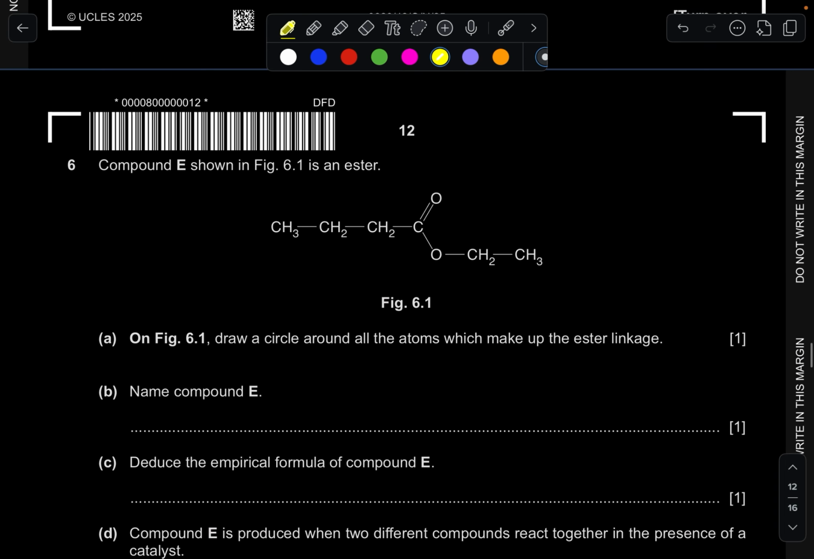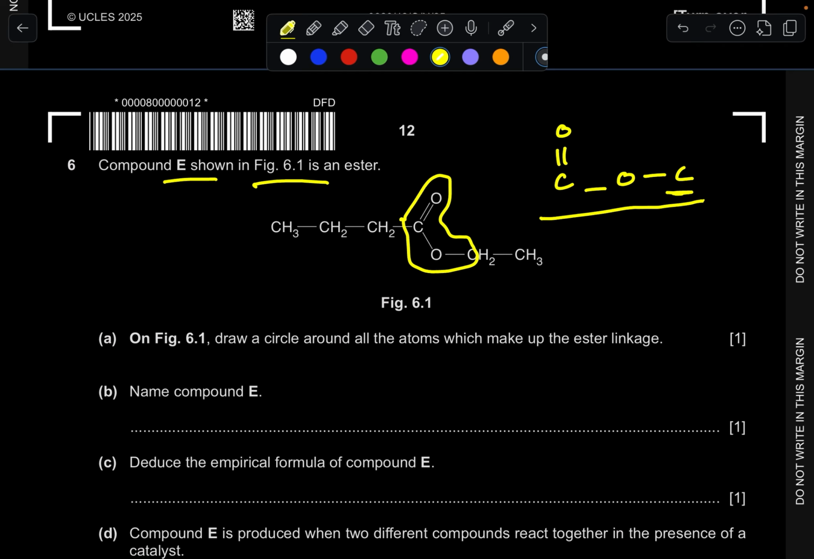Compound E is shown in figure 6.1 as an ester. So we have an ester bond here. On figure 6.1, draw a circle around all the atoms which make up the ester linkage. You should know this is an ester linkage. I think we should include a carbon in it as well, because the ester bond is C double bond O, O and C. We need a carbon here as well. If there's a hydrogen here, this is not going to be an ester bond. So I personally think you should circle this carbon as well.